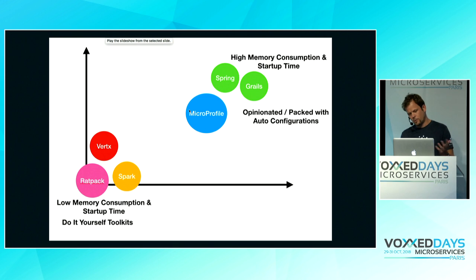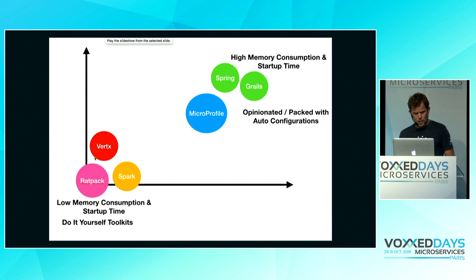And then on the other side of the spectrum, you've got the low memory consumption and startup time frameworks that I would categorize as do-it-yourself frameworks. Now these frameworks are fantastic. Vert.x is a phenomenal framework, in my opinion. It's really well thought out and a nice toolkit if you want to get really low level and get the ultimate scalability out of your application.